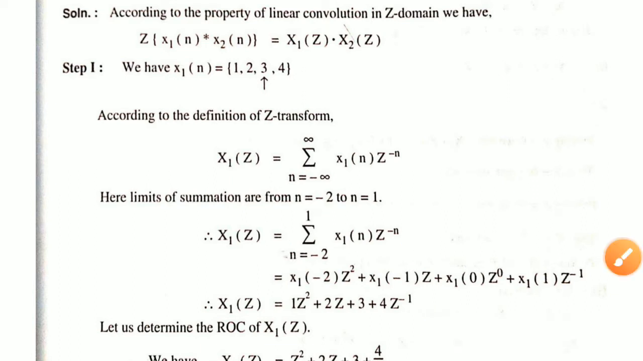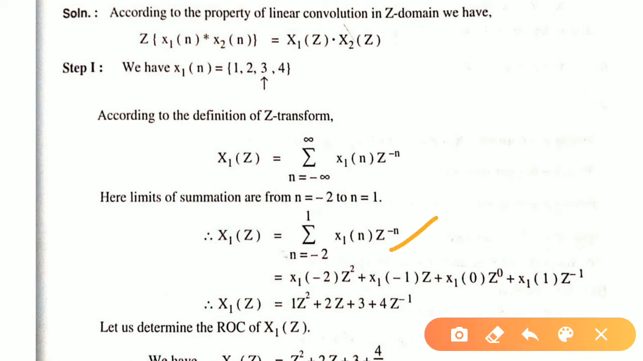So let's expand. This is very simple, just expand this summation. What we get is x1 of minus 2 into z raised to plus 2, because minus minus becomes plus. We put n equals minus 2 first because our limit starts from minus 2. So the first value will be x of minus 2, and putting minus 2 at n, minus minus becomes plus, and it becomes plus 2. Then x1 of minus 1 z raised to 1, then x1 of 0 z raised to 0, and the last thing is x1 of 1 into z raised to minus 1.